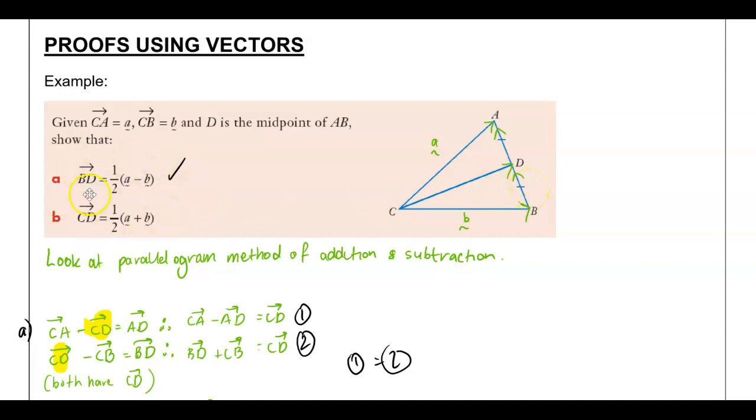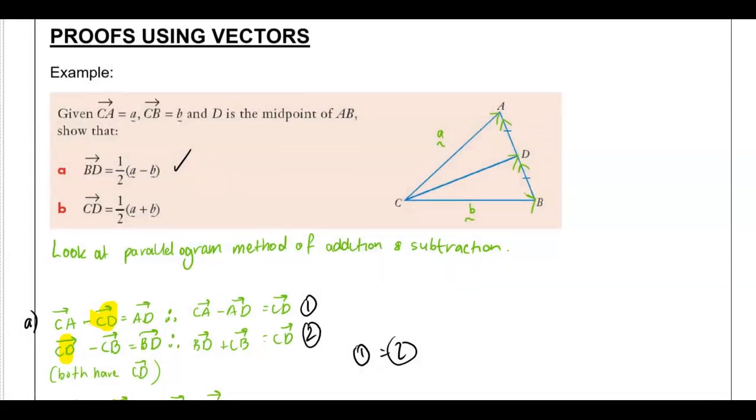We want to show that vector BD is a half of A minus B. My first step in vectors, when I have a diagram, is to look at the parallelogram method or the triangulation method of addition and subtraction and see what I come up with. We know we're going to need that for this question because there's an A minus B, and the only way we're going to get an A minus B is by looking at vector addition and subtraction.